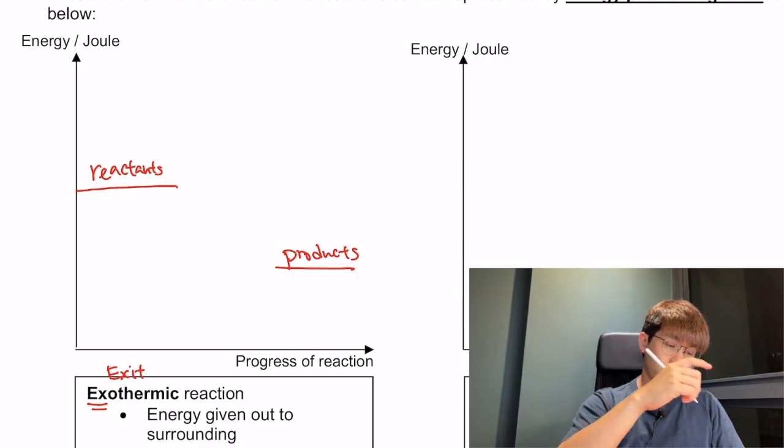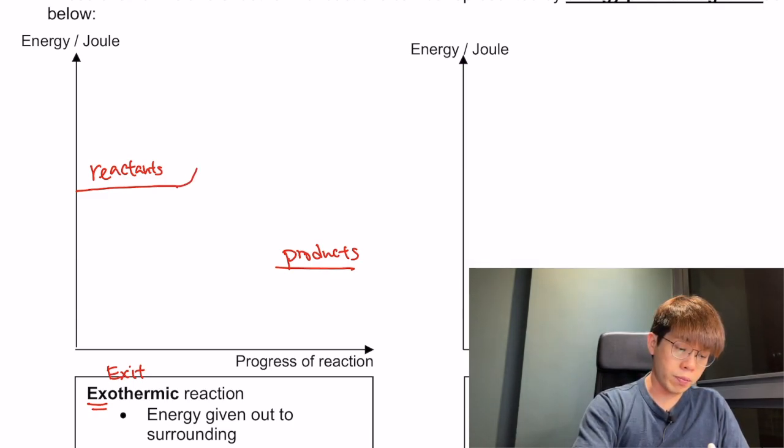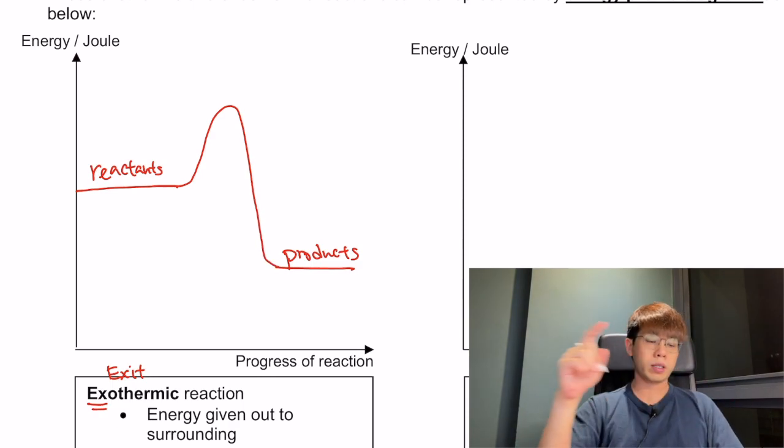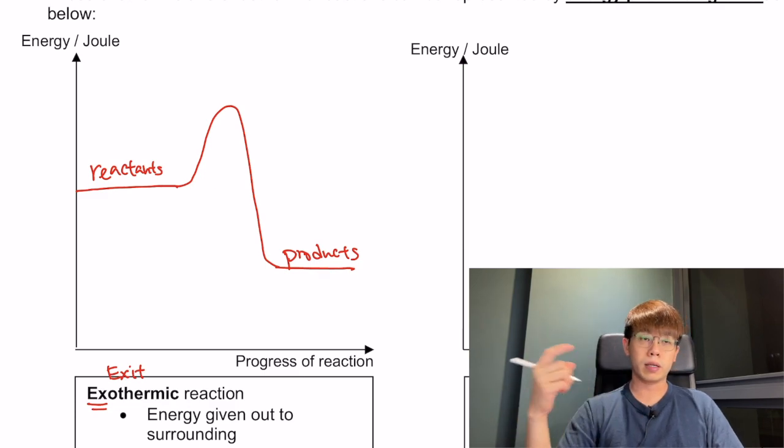First draw the reactants and products, and then we draw a hump, because that is the activation energy, and it will look like that. So when I go from reactants to products, this is the activation energy.